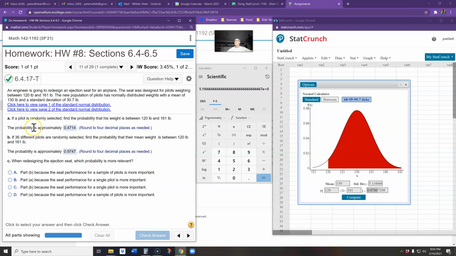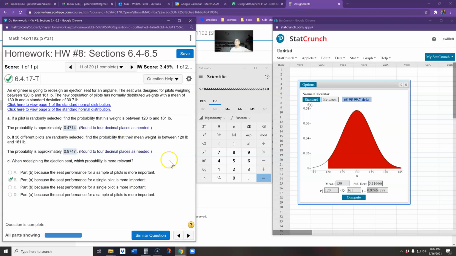And so it would make more sense to look at the likelihood of an individual chosen being in the effective range of the ejection seat than it would for a group of 36 to have an average in that range. So I'm going to choose that the part A calculation for an individual is more relevant. So let's see, that's either B or D. Part B says part A because the seat performance for a single pilot is more important, which sounds correct, whereas part D says part A is the choice because a sample. No, so that's the wrong one. So I would choose B here to finish the problem.